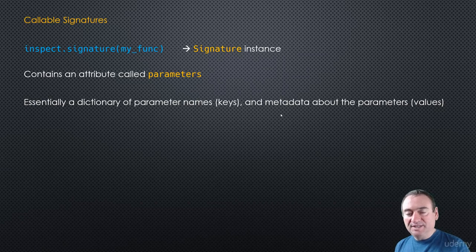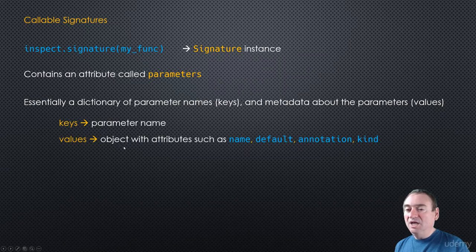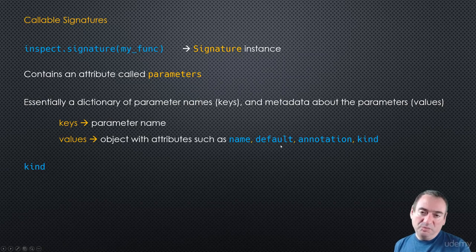So the values are going to be objects themselves. So the keys will be the parameter name, and then the values will be objects, and they'll have attributes. Some of the common ones are name, default, annotation, and kind. So name is just the name of the parameter, so it will actually be the same as the key in this case. Default, well, if this parameter has a default value, it will show up here, or it will be none if it doesn't have any. Annotation, again, if the parameter has an annotation, we'll see that there. And kind. Kind is the type of parameter. That's kind of an interesting one.